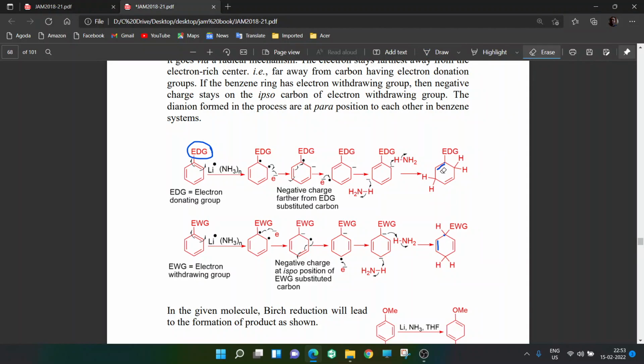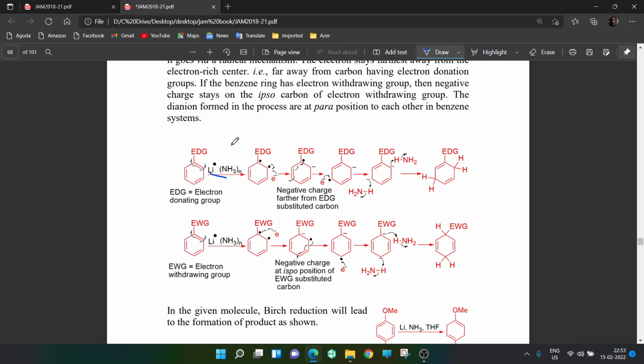Why is it such? What's the reason for such selectivity? The thing is, it goes by a radical mechanism. First step is both of them get an electron. Now both the electrons, once they separate, they will pick up an electron from the lithium.